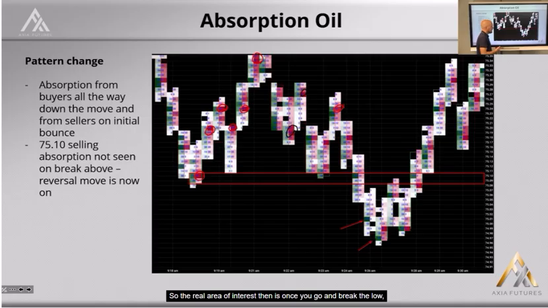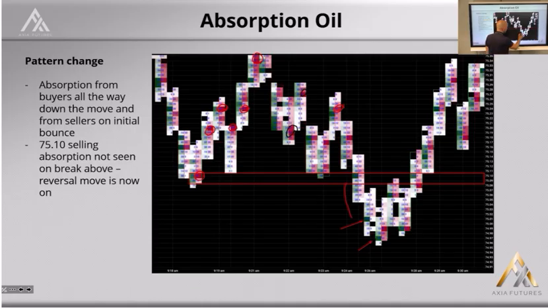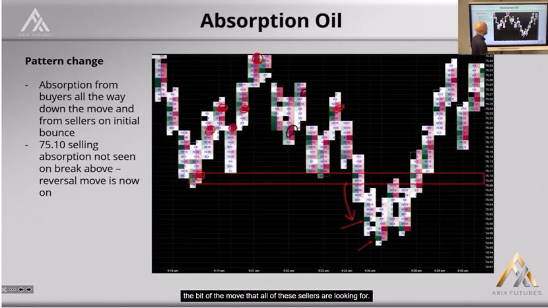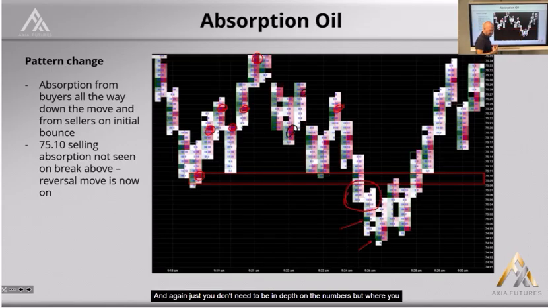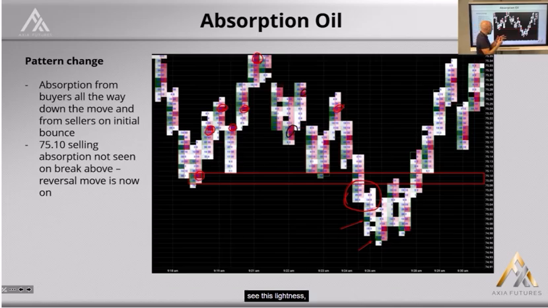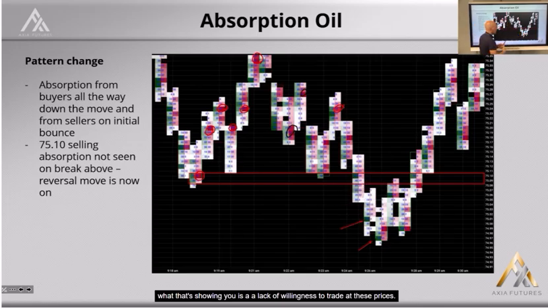So the real area of interest then is once you go and break the low, what happens now? Well, once you break the low, this is the kind of the next leg, the bit of the move that all of these sellers are looking for. When that happens, we drop. That all looks good, nice and light. I think, again, you don't need to be in depth on the numbers, but where you see this lightness, what that's showing you is a lack of willingness to trade at these prices. It shows the market speeding up. That's good, particularly if you're looking for a short on a break.